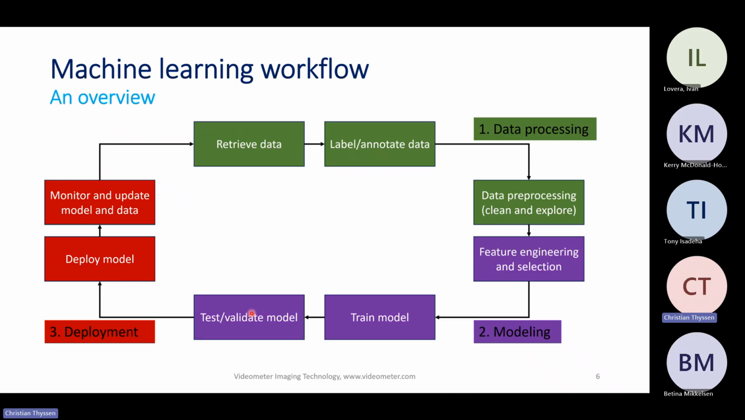you test the model on some other data that you haven't trained on, and when you're happy with this performance, you move on to deploying the model in a production environment. And you then monitor and update the model with new data as you see fit. And then you go through this entire process again and again until you converge to a model that you are satisfied with.